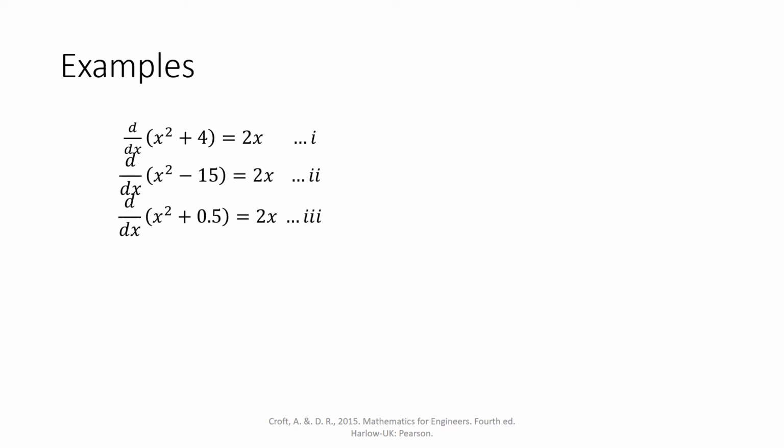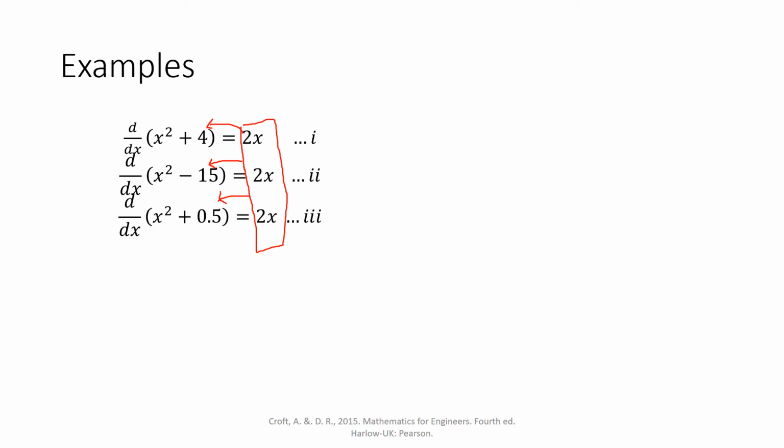Let's do some examples. Derivative of x square plus 4, derivative of x square minus 15, derivative of x square plus 0.5. All the three functions give the same result after taking differentiation. So it means the integral of 2x can be this answer, can be this answer, and can be this answer.